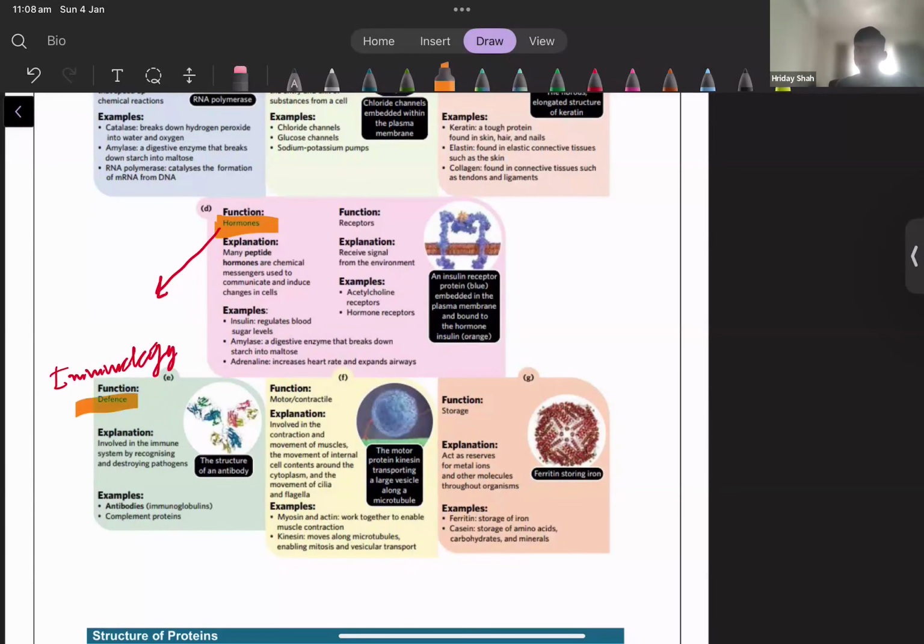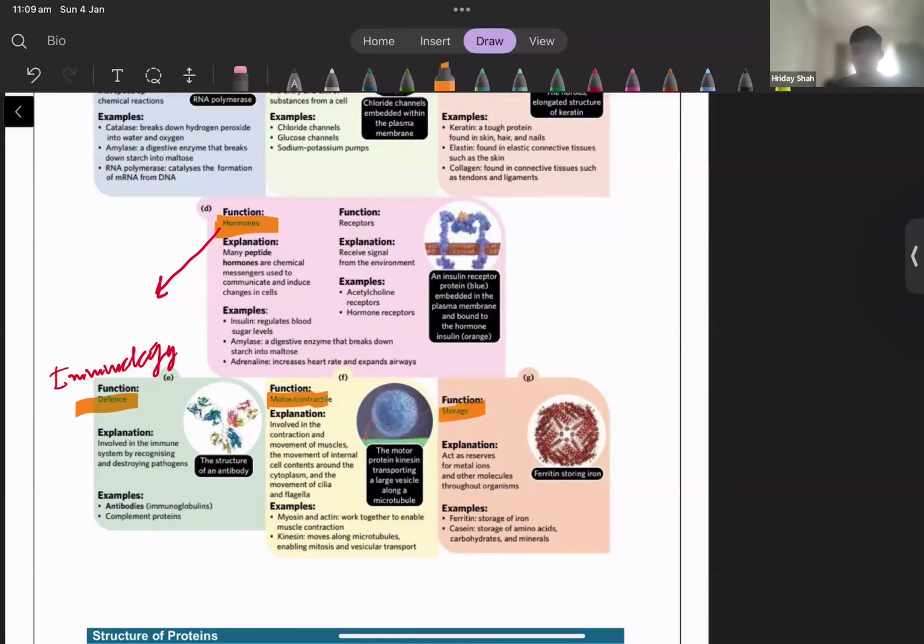Motor contractile, right? Probably the most intuitive one. Think of any movement involving your muscles. How are your muscles contracting, or how are they extending? Again, this is all the work of proteins.